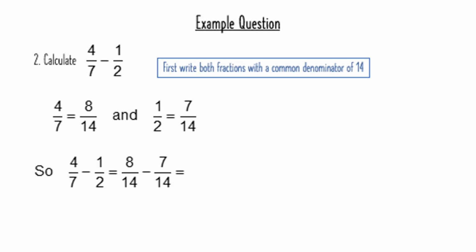So now that the denominators are the same, we can subtract the numerators. 8 minus 7 equals 1. So the answer is equal to 1 over 14.